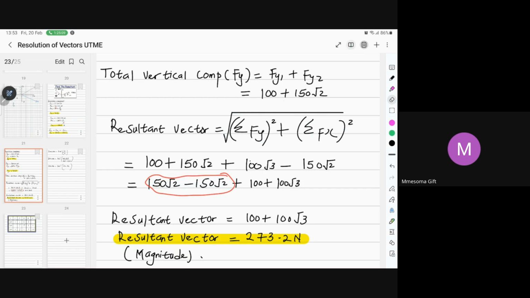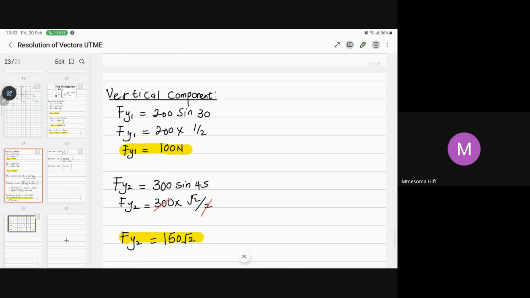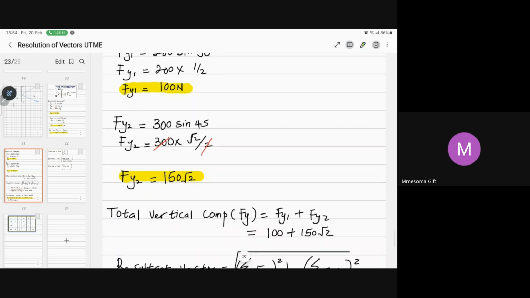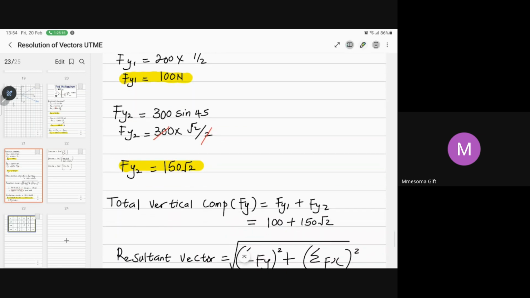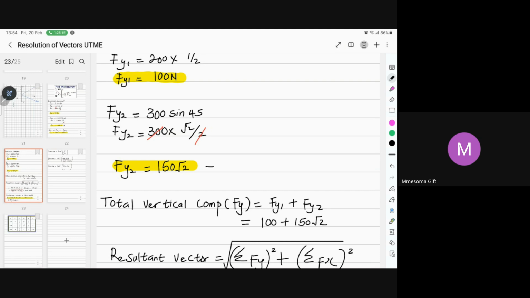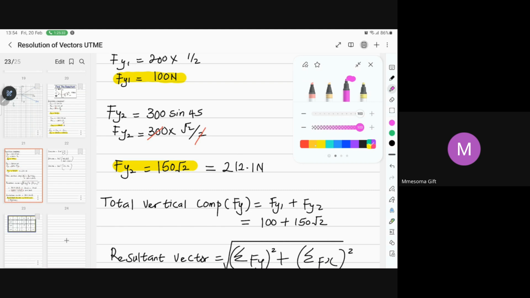I think the best thing we can do here, Meso, give me the actual values of this, so I don't make this kind of mistake again. 150 root 2 is what? Give me the actual value. 150 root 2 is equal to 212.1. Good. 212.1 Newton, right? Let's work with the actual values.